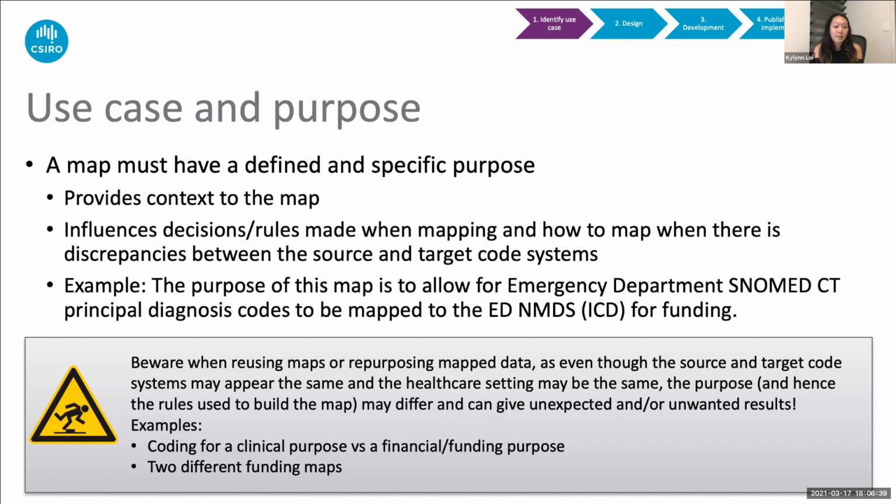When you are reusing or repurposing maps, even though your source and target code systems may appear to be the same, if the use cases are different, you may end up getting unexpected or unwanted results. For example, if you take a map that is meant for coding for a clinical purpose and try to apply it for a financial or funding purpose, you may not get the results you want. And even two different funding maps will often give you different results.